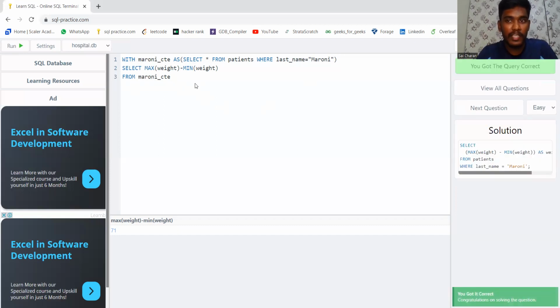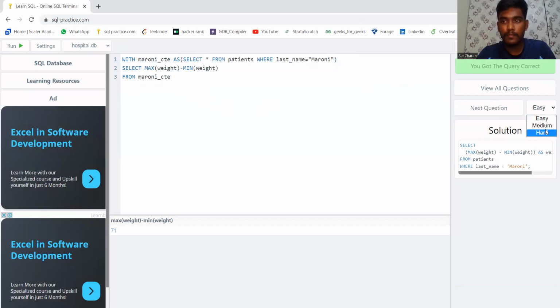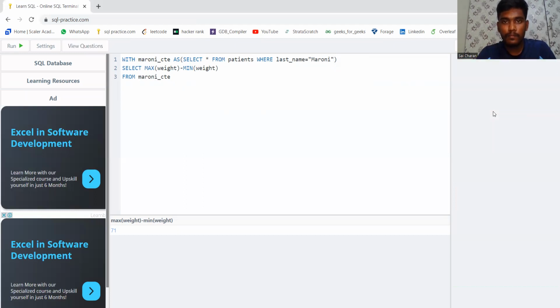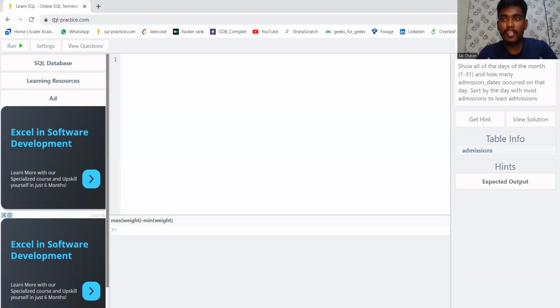Let's move on to the next question. What they are asking is: show all of the days of the month, 1 to 31, and how many admission dates occurred on each day, sorted by the day with most admissions to least admissions.